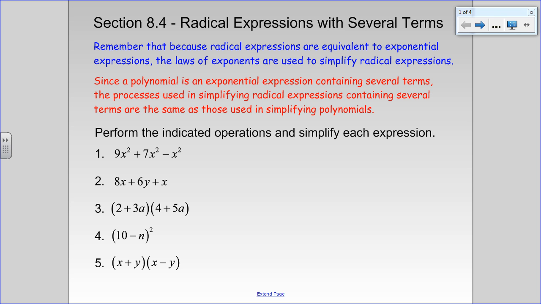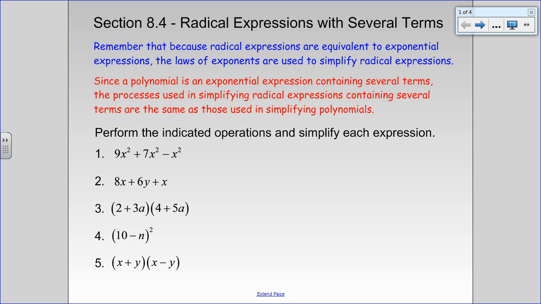Section 8.4 of your textbook deals with the topic of radical expressions containing several terms. Remember that a radical expression is equivalent to an exponential expression, so the laws of exponents can be used to simplify radical expressions. A polynomial is just an exponential expression that generally contains several terms, so the processes that we use to perform operations on polynomials and to simplify polynomials can be applied to radical expressions as well.